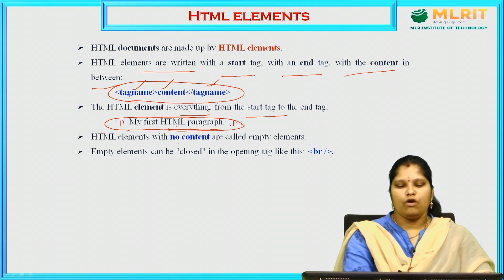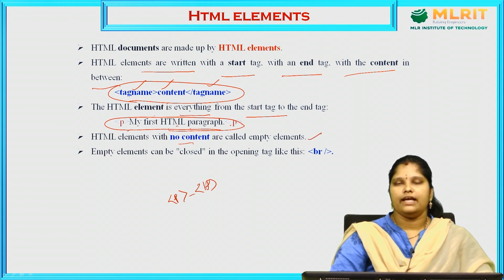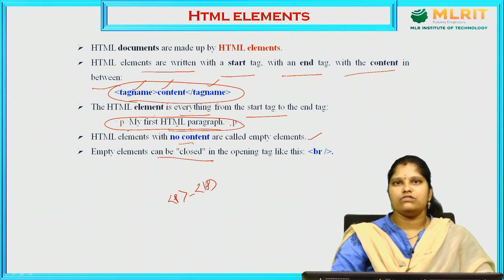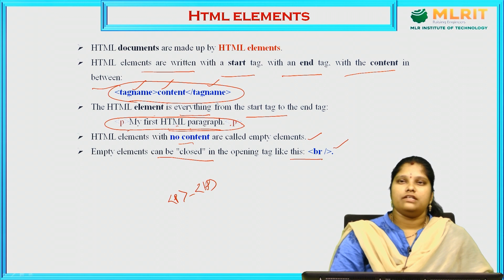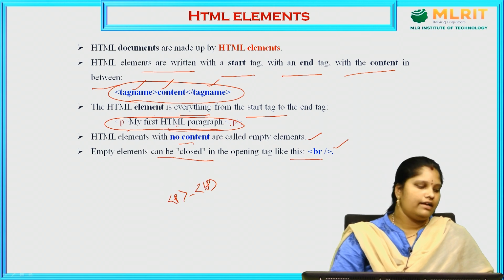If there is no content in between, like this, right? If there is no content in between these two tags, that is called an empty element, right? An empty element can be closed in the opening tag like this, right? The empty tag can be closed like this, right? This is the HTML elements. An HTML element means a combination of tags with the content, right?